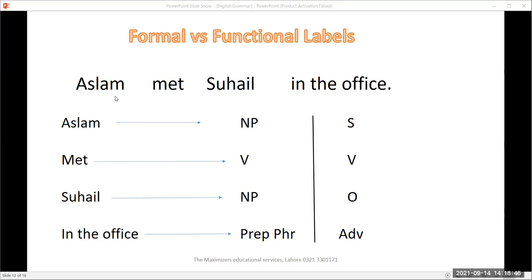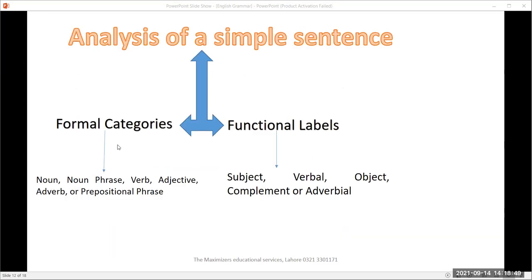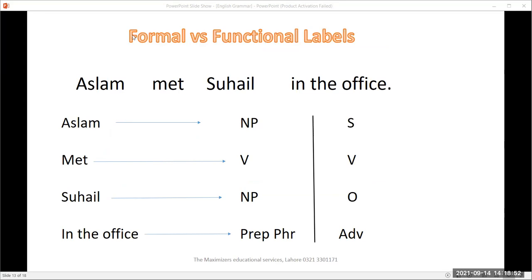Aslam met Sohail in the office. So here, Aslam, according to the formal categories first. Again, formal are all these categories and functional are these labels. Aslam is the name. So name is called noun, and we can write it noun phrase, no issue. Met is the verb. Sohail is the noun, or we can call it noun phrase. In the office, the head word is in. It is called a prepositional phrase. So when we analyze a simple sentence according to its formal labeling, we analyze it according to parts of speech like noun, verb, and preposition.